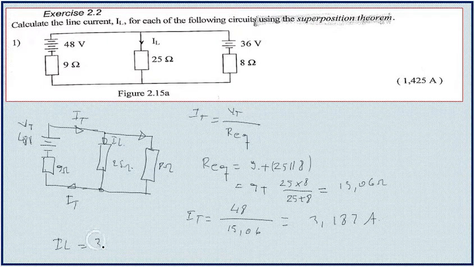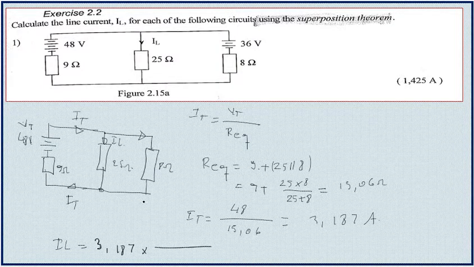So I have the total current, which is 3.187 multiplied by the sum of, at the bottom, we are going to use the sum of this resistance. So we have 25 plus 8, because that represents the current divisor. To calculate the current, IT represents the total current, so that is why it is repeated here.